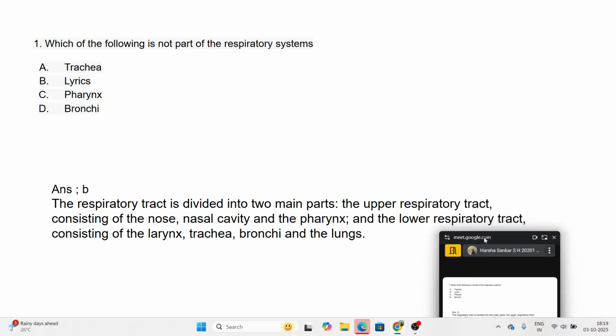So remember, it is divided into two main parts: the upper respiratory tract, which consists of nose, nasal cavity, followed by pharynx. The lower respiratory tract consists of larynx, trachea, bronchi, and lungs.